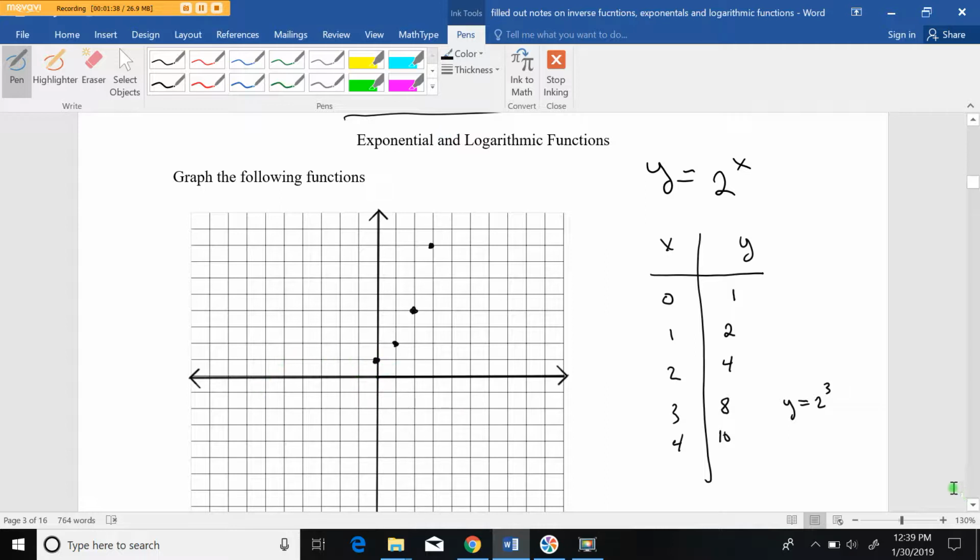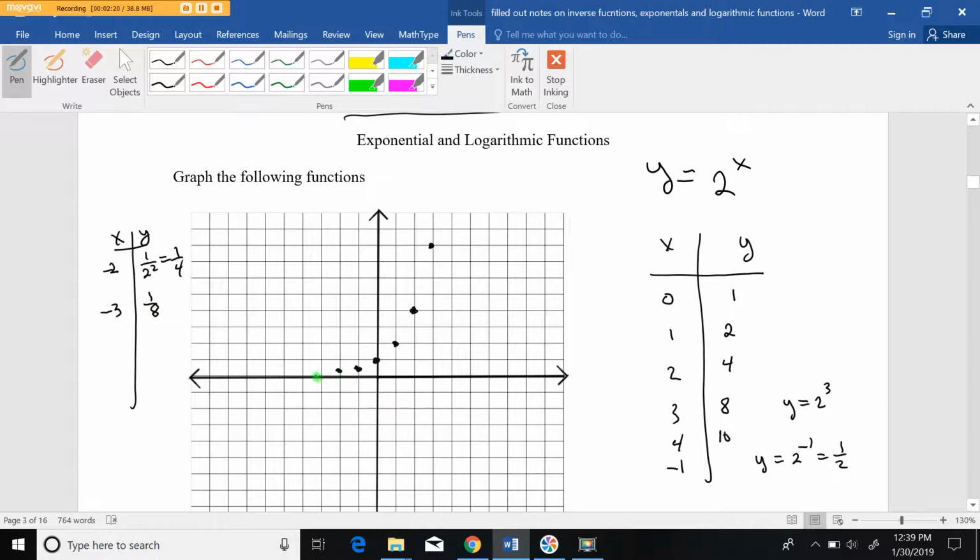So let's try some other points. Let's try putting -1 in. Y is going to equal 2 to the -1, which is 1/2. So -1, 1/2 is just barely over the axis here. I think we'll just put a few of these points over here. Normally you would want these in one table, but all right, let's put -2 in for x. And y is going to read 1 over 2 squared, which is 1/4. So -2, 1/4. And if we put -3 in, we're going to get 1/8 out of that.